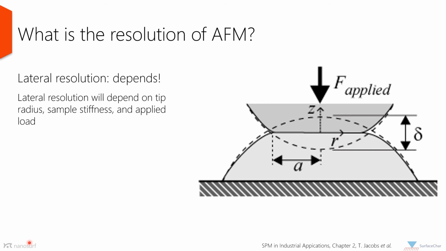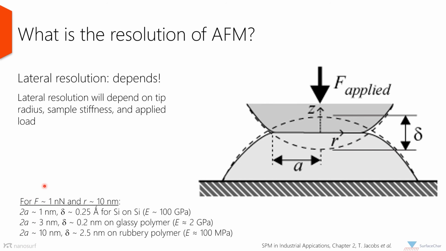As an example, when using a given force of 1 nanonewton and a tip radius of 10 nanometers, we can achieve a resolution of around 1 nanometer on a silicon surface and a resolution of around 10 nanometers on a much softer rubbery polymer surface. This shows us that ultimately to get the highest resolution, we have to try to image the sample at the lowest possible force.